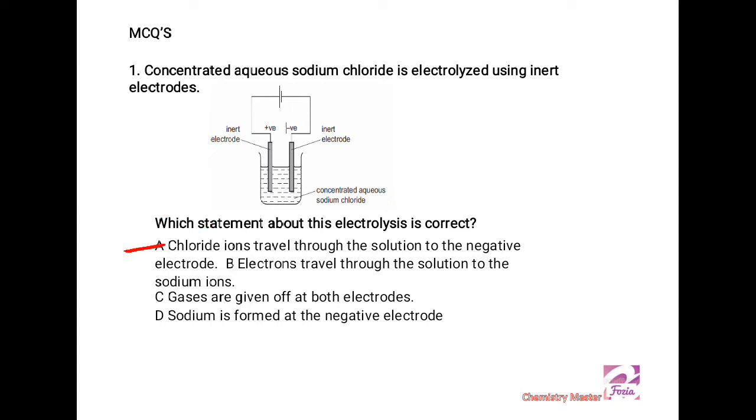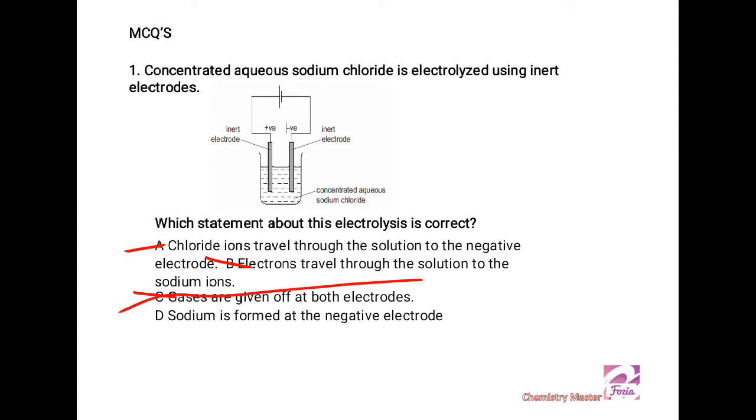Option B: electrons travel through the solution to the sodium ions. Electrons do not travel on their own in the electrolytic solution. Only the electrons are gained or lost by the electrodes. Option C: gases are given off at both electrodes. No, it can't be possible because one of the ions is sodium, which is a metal, and sodium metal is a solid. So both of the products cannot be in the gaseous state.